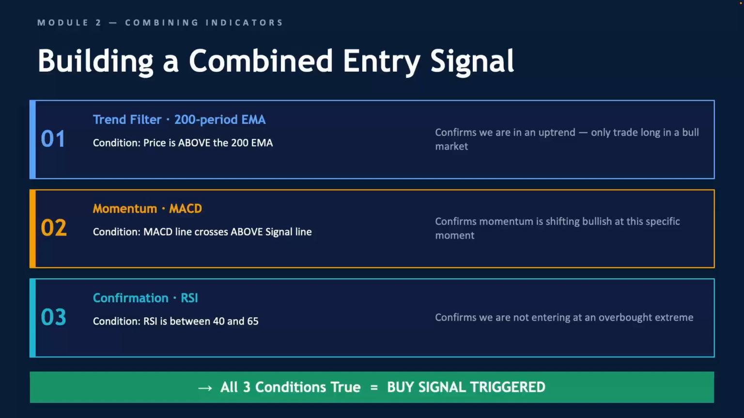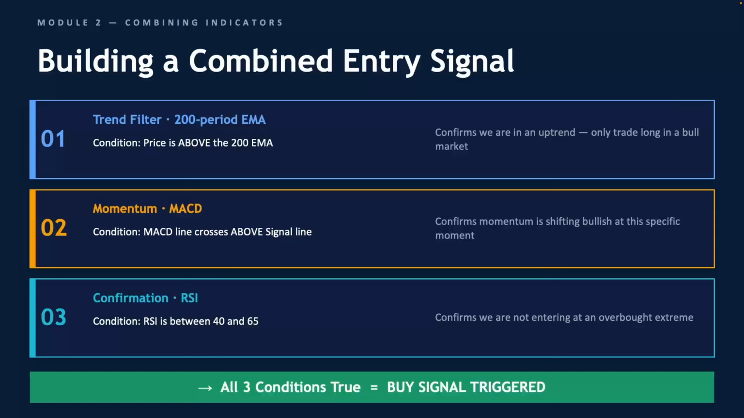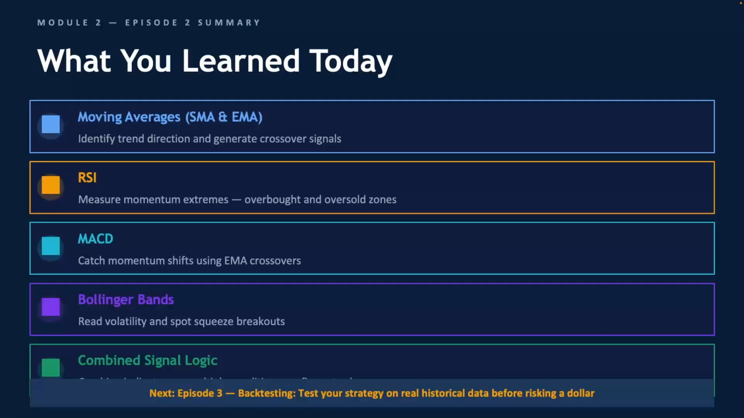Notice how each condition serves a specific role. The EMA tells you the trend direction. The MACD tells you the momentum is shifting, and the RSI tells you you are not entering an extreme. When all three are aligned, the probability of a successful trade increases. In the next episode, we will take a signal exactly like this and backtest it on real historical data, so you can see how it would have performed before risking a single dollar.